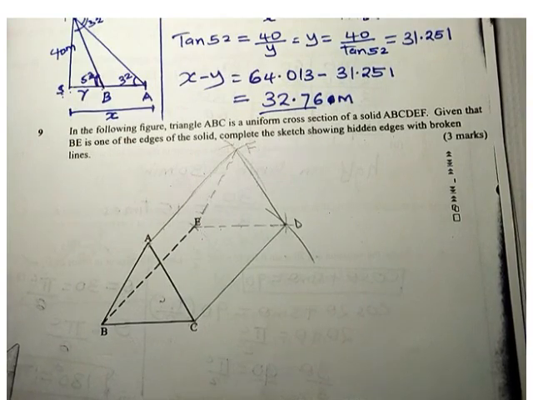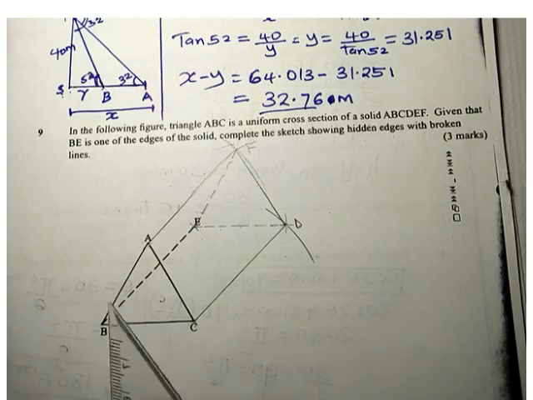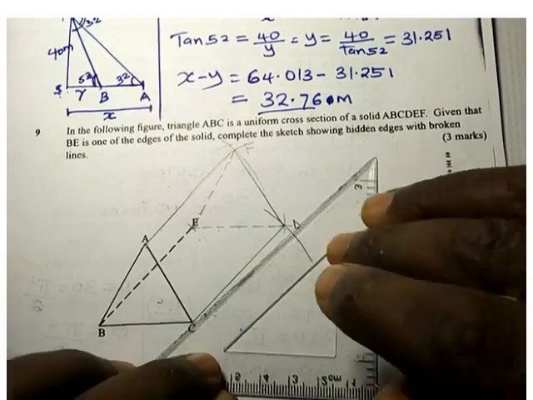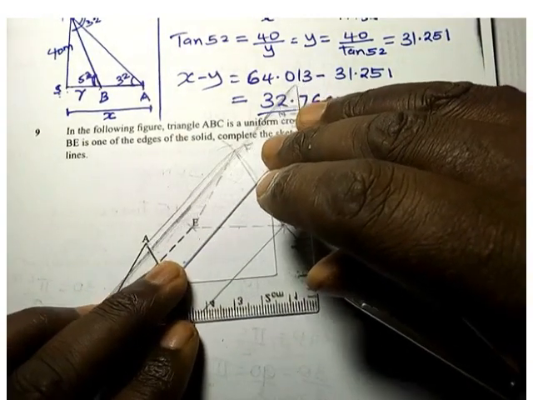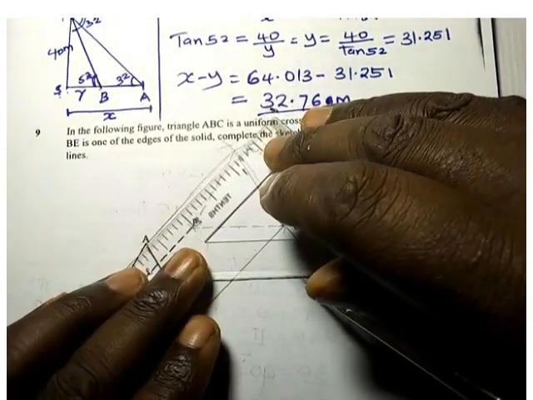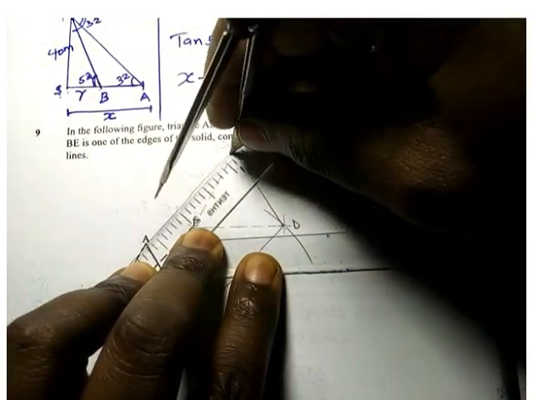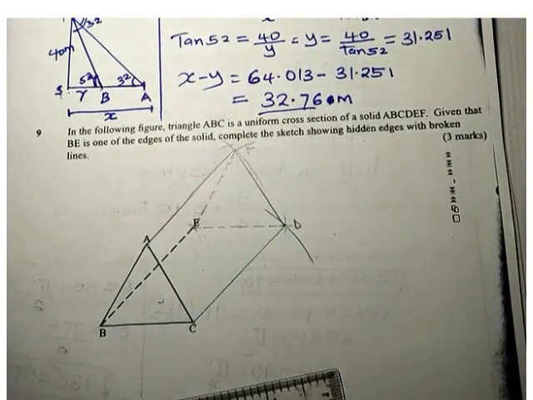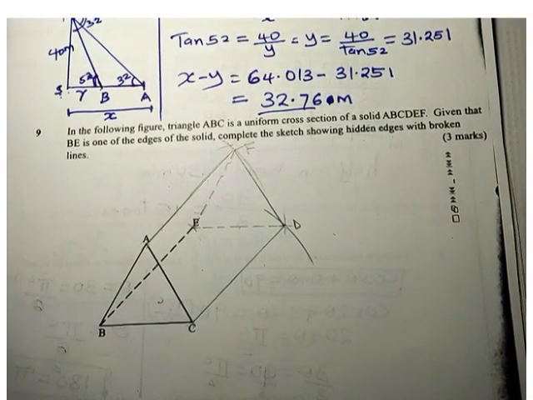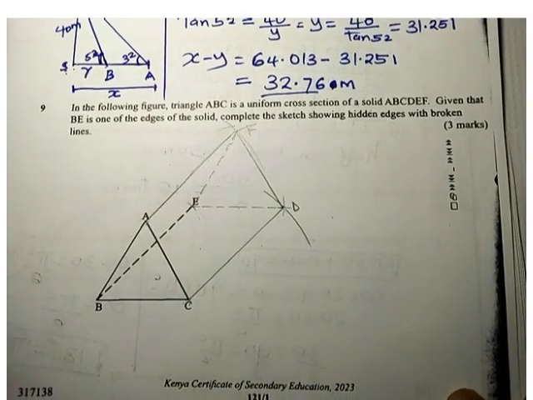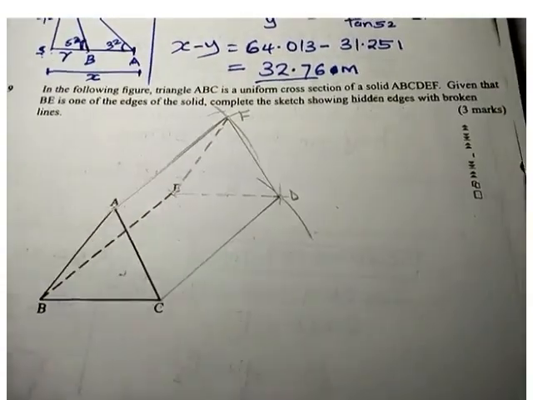And that is what you were expected, or that was what the students were expected to draw. This line of mine here did not come out properly. Good. So that's what they were expected to draw.